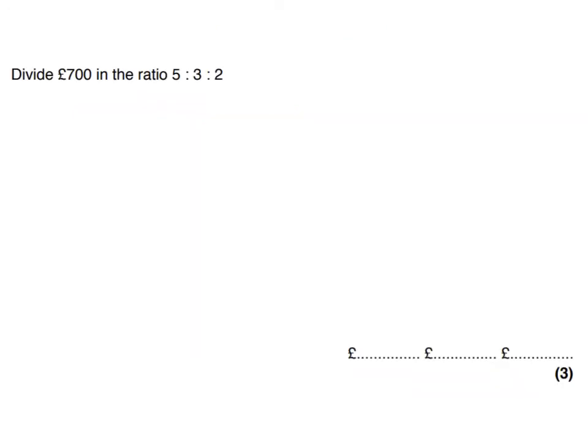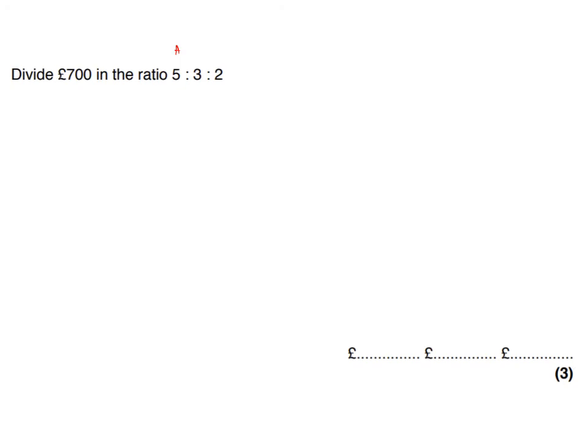Now, again, if you're feeling brave, you might want to have a go at this one ahead of me, or you might want to just listen and see how it's done if you're feeling less confident with this. So this is a 3-part ratio. It's actually done in exactly the same manner. We just might find that the numbers become a little bit more difficult to deal with because there's going to be 3 separate parts to the ratio. So divide £700 in the ratio of 5 to 3 to 2.